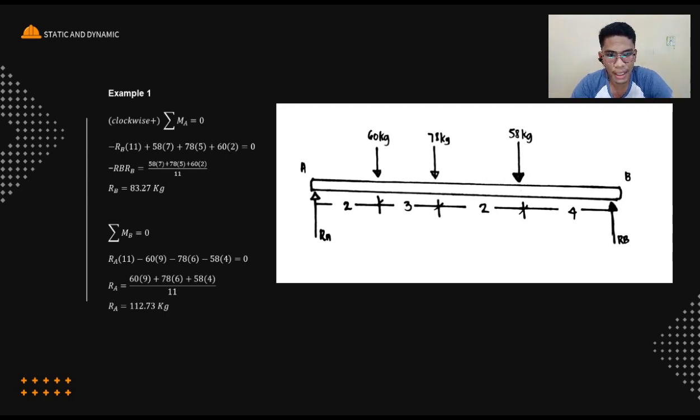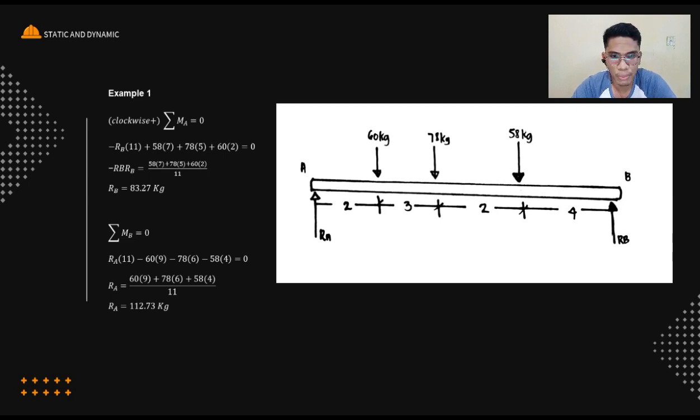Naging multiplied by 11 po kasi ang moment arm niya po is itong distance po na to. So, 2, 3, 2, at 4. So, 2 plus 3 is 5 plus 2 is 7 plus 4 is 11. So, kaya po ang naging moment arm niya is 11. Plus 58 multiplied by 7. So, naging plus 58 po kasi ang movement po nitong force natin na 58 kilograms, 78 kilograms, and 60 kilograms, kung mapapansin po natin, lahat po sila ay pa-clockwise. So, kung mapapansin nyo po dito, lahat po sila ay positive.